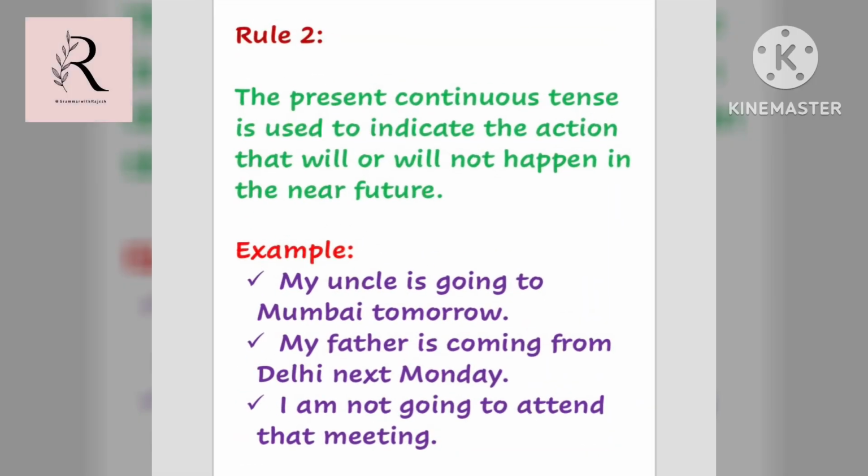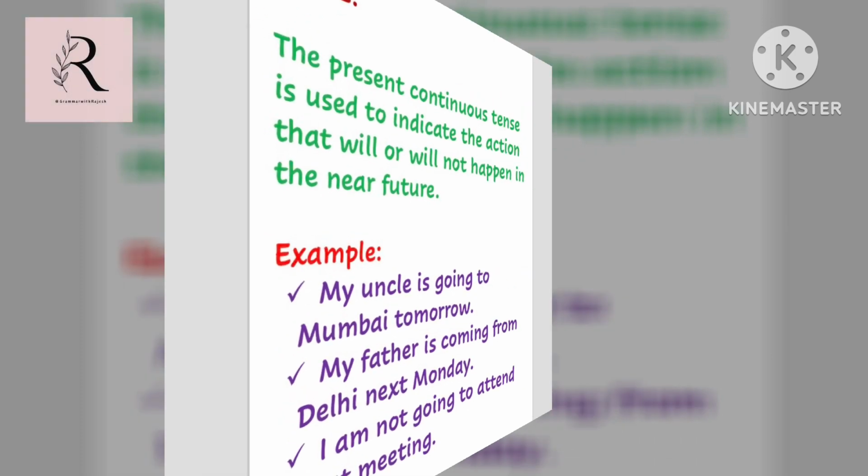Rule number 2. The present continuous tense is used to indicate the action that will or will not happen in the near future. For example, my uncle is going to Mumbai tomorrow. My father is coming from Delhi next Monday. I am not going to attend that meeting.